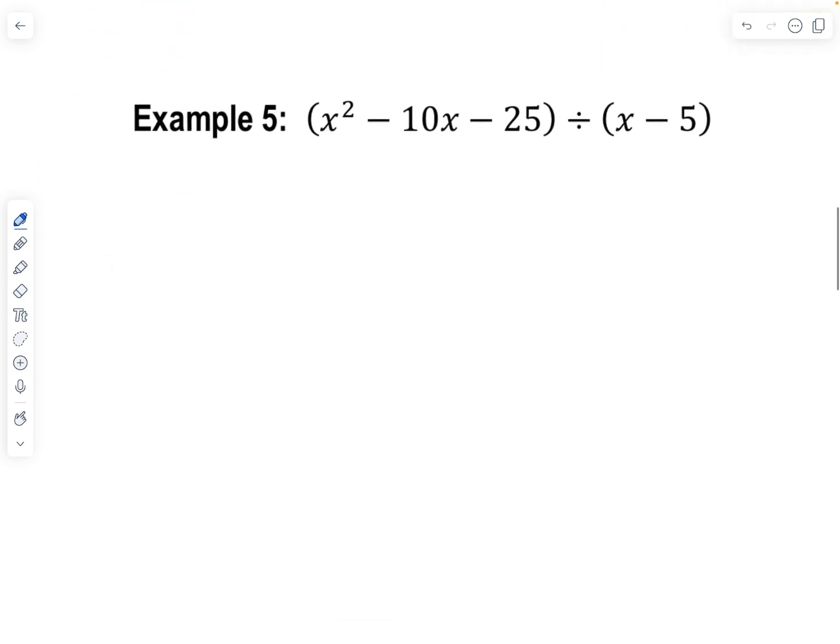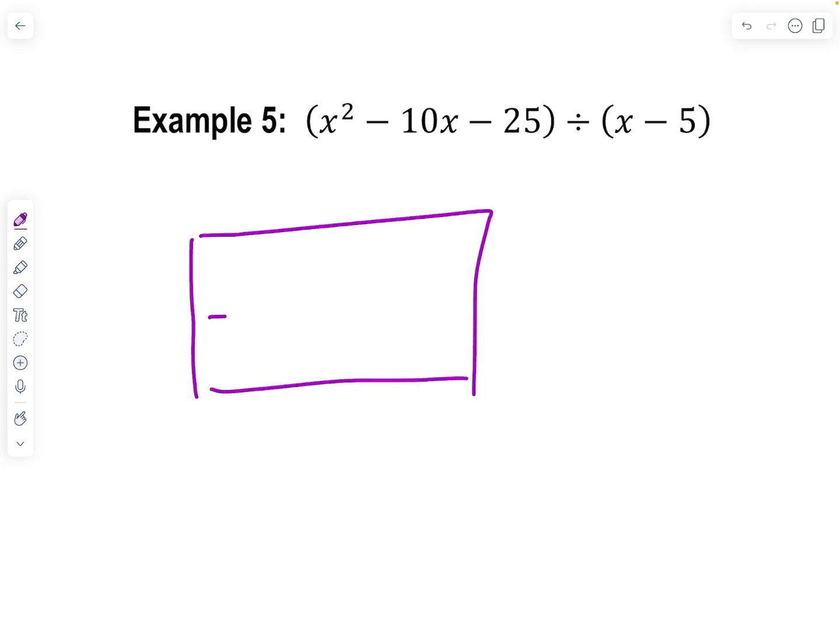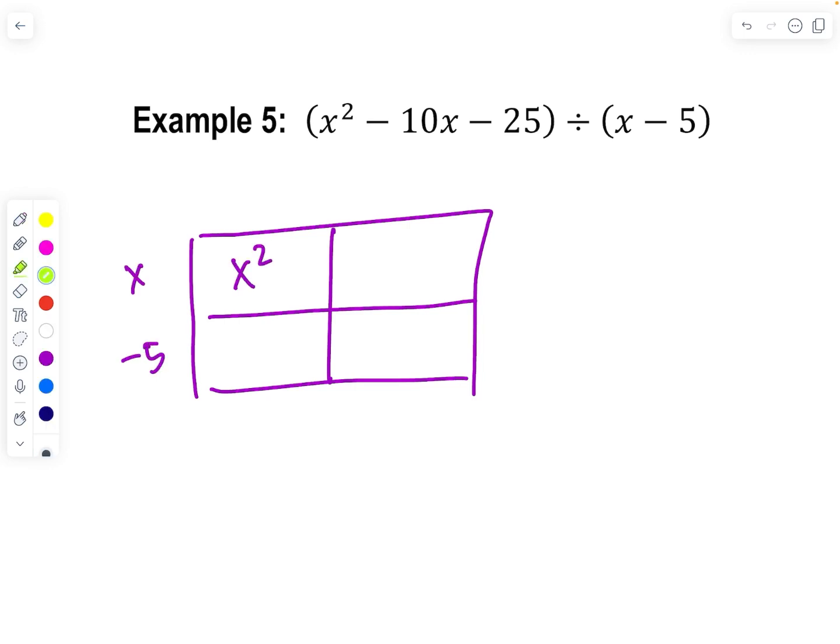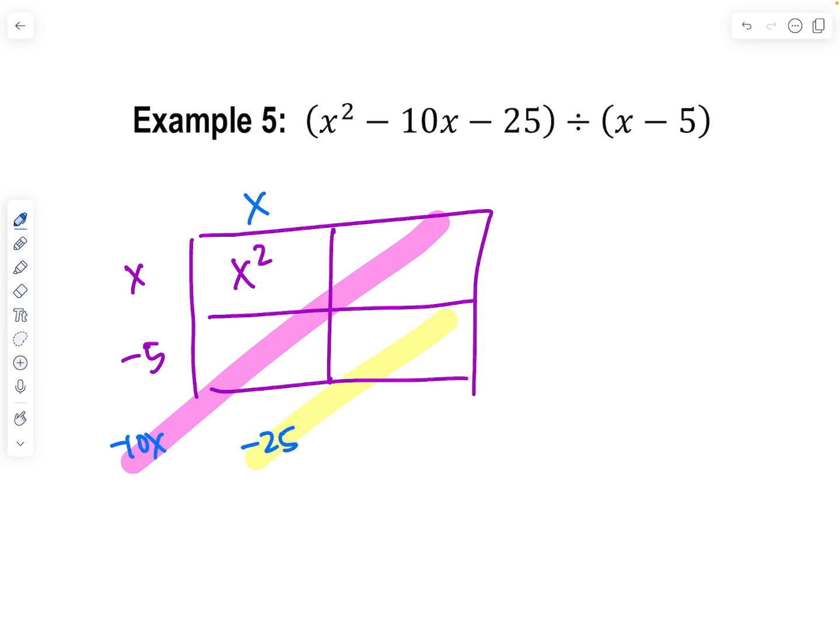Okay, example number 5. I have a binomial as my divisor, so I only need 2 rows here. Again, I made it a little too big. So I have the x minus 5. I'm going to start off with the x squared, this together, and then this. So I should have a negative 10x, and this should be minus 25. So x times x is x squared. X times negative 5 is negative 5x. I need another negative 5x to make negative 10. X times negative 5 is negative 5x. Negative 5 times negative 5 is positive 25.